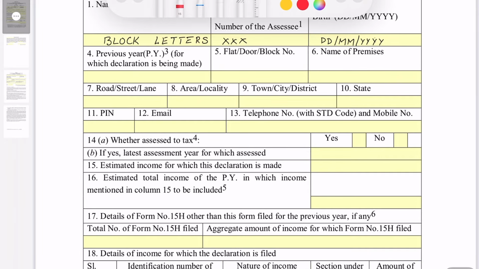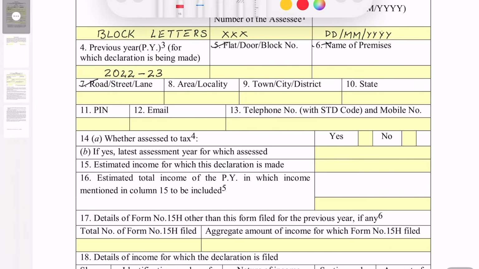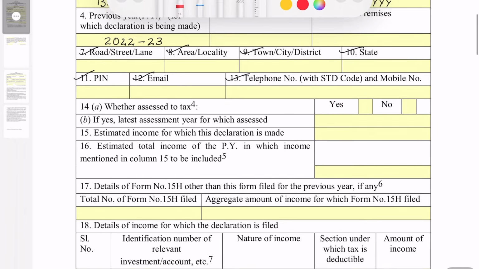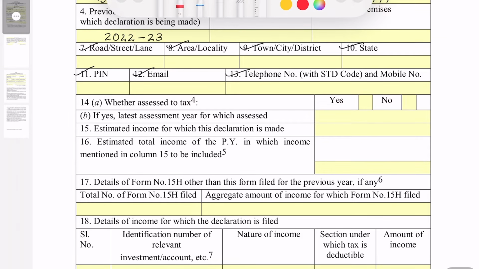So previous year is the current financial year, all right? So the current financial year is 2022-23. That is because the financial year which started on 1st April this year is going to end on 31st March next year. So I don't have to explain anything for 5, 6, 7, 8, 9, 10, 11, 12, 13. So here you're going to write your father's address, email ID, and telephone and mobile number.